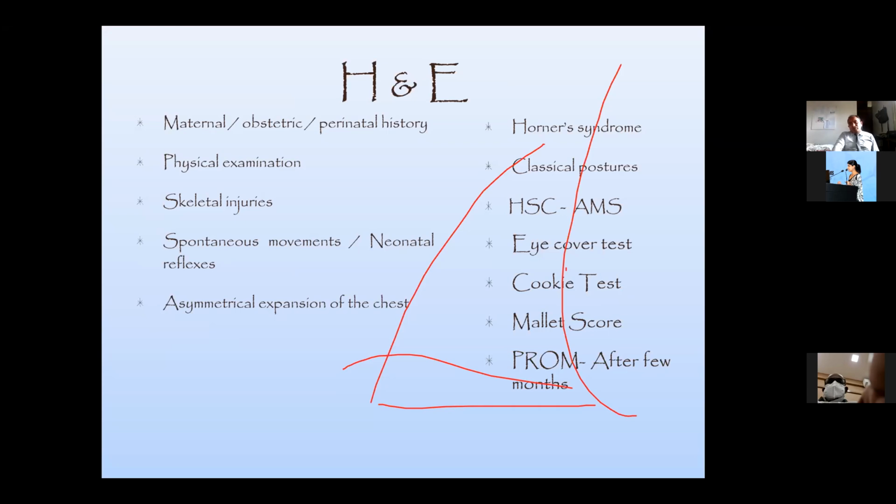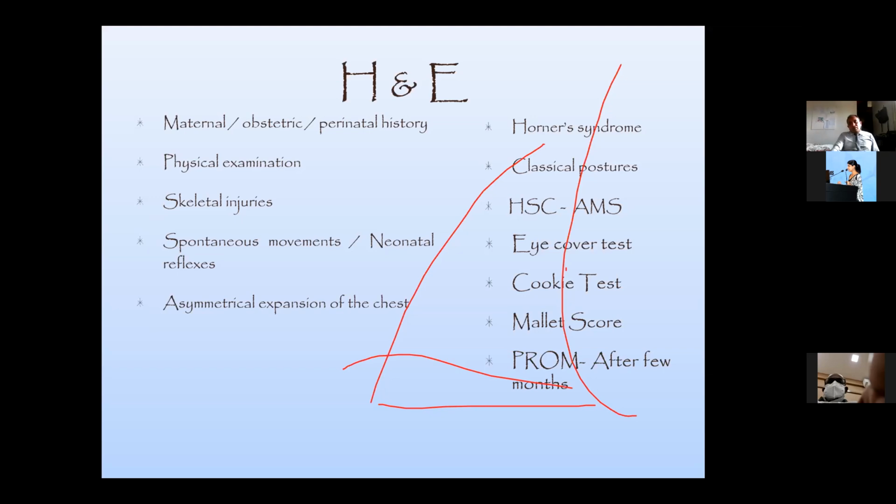that's a waiter's tip appearance with the classical posture. And we do use the HSC-AMS scale to examine the patient or to express the patient's recovery, especially during the first 6 months.